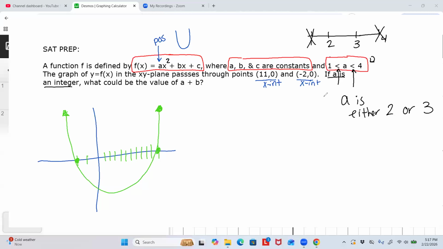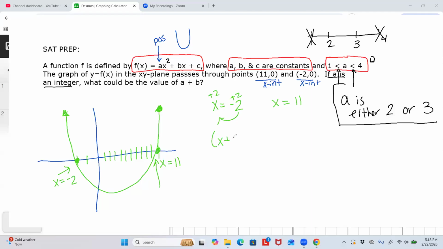So again, we can set this to the side. a is either 2 or 3, but now we need to figure out some stuff about b. We don't have too many clues, but we do have that x is 11 and x is negative 2. Those are our solutions, the roots, the zeros. Those all mean the same thing. Reverse this, so basically add 2: x plus 2 is a factor. And do the same here: reverse this, x minus 11 is a factor. And then you set it to 0, because that will give you the solutions, the zeros, or the roots.